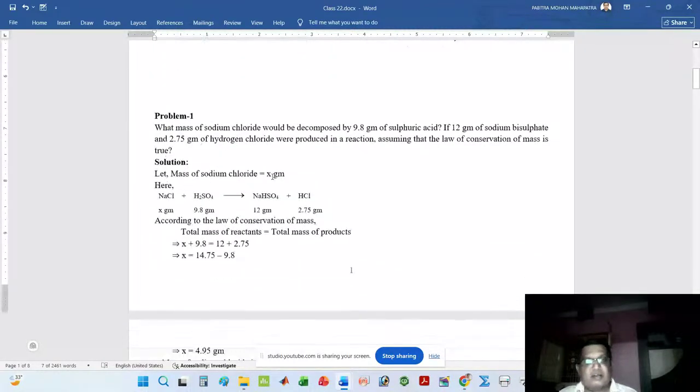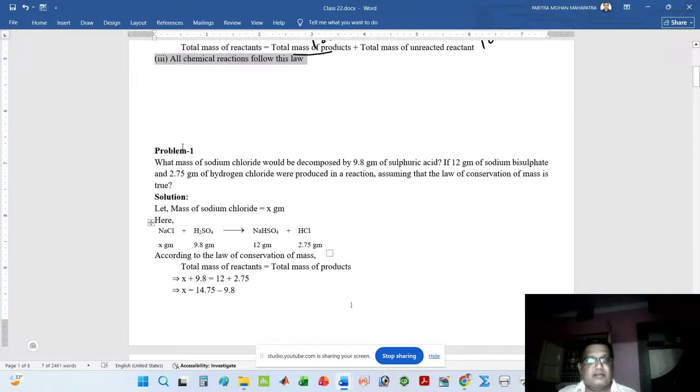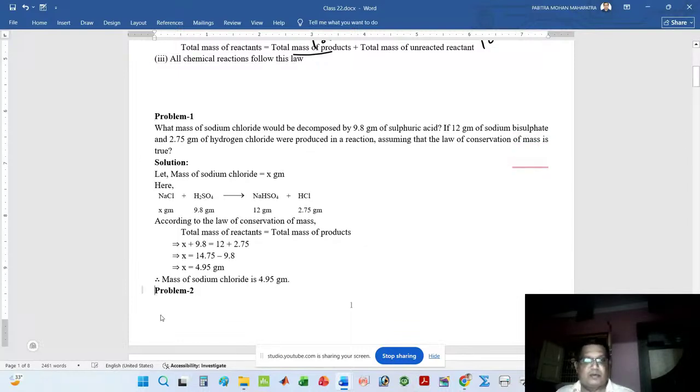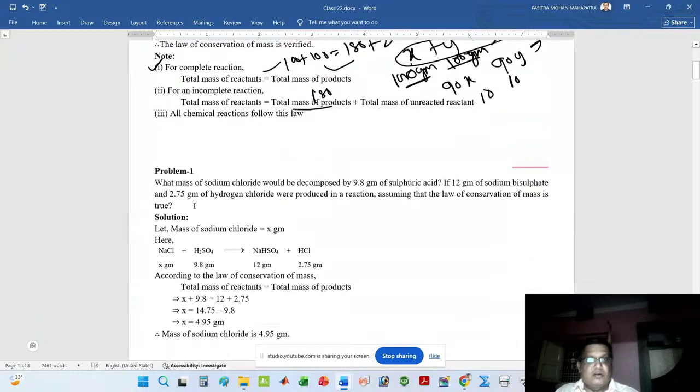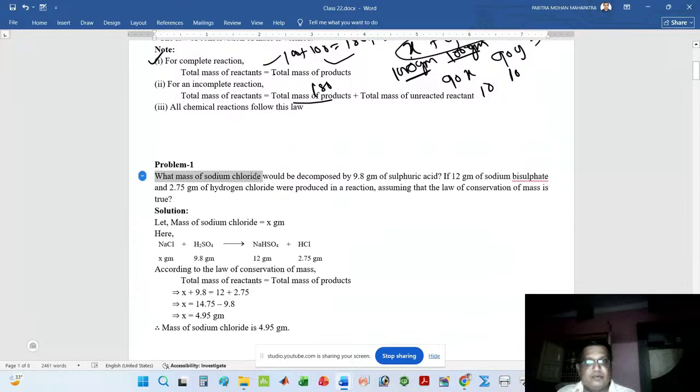Next, I want to see some problems related to this type of law. Look at me. This is problem number 1. Let me explain how I will solve this. What mass of sodium chloride? Look at that question. Again, I want to repeat. What mass of sodium chloride would be decomposed by 9.8 gram of sulfuric acid if 12 gram of sodium bisulfate and 2.7 gram of hydrogen chloride were produced in a reaction, assuming that the law of conservation of mass is true.